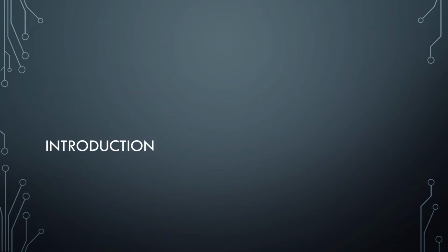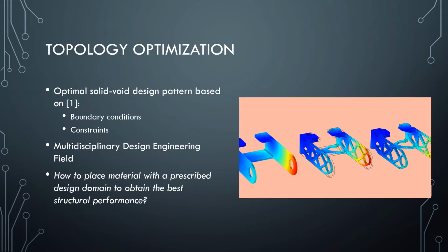Introduction. The topology optimization method targets finding the optimal solid-void pattern of the material layout over a specific design domain within its given boundary conditions and constraints, such as the mechanical load and thermal load. Topology optimization became one of the most promising techniques in the multidisciplinary design engineering field, especially the aerospace industry. At most, topology optimization answers the question of how to place a material within a prescribed design domain to obtain the best structural performance.